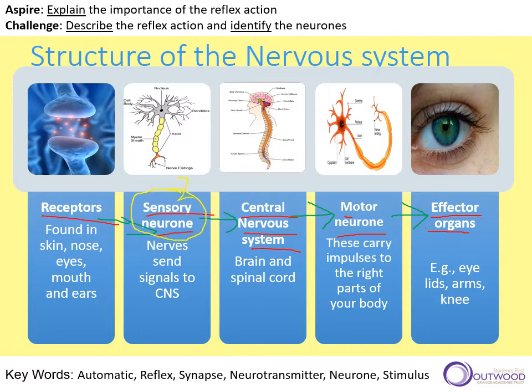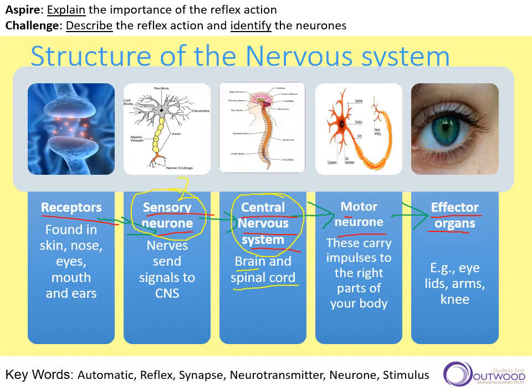Okay, so this is stage 2. I'll write that for you. Sensory neuron, stage 2. The sensory neuron sends an electrical impulse from the sense organ, so that could be your finger, all the way to your brain or spinal cord. And that is your third stage, your central nervous system. So that is your brain or spinal cord.